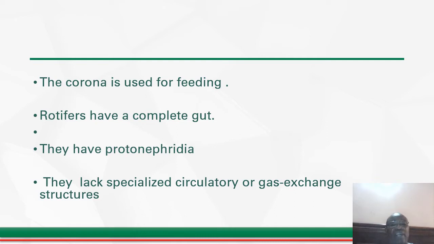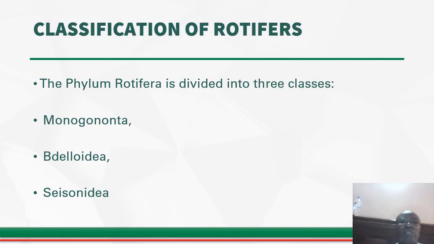The rotifer has a complete gut, that is, a fully complete gut, and they have protonephridia too, but they lack specialized circulatory or gas exchange structures in their system. Then we classify them into various groups. In the phylum Rotifera, they are divided into three main classes: Monogonota, Bdelloidea, and Seisonidea. These are the three classes that are recognized under the phylum Rotifera.